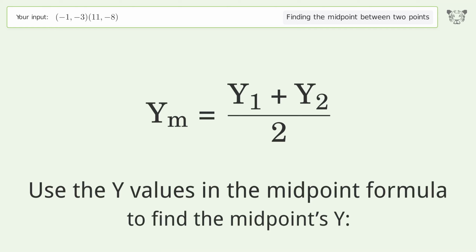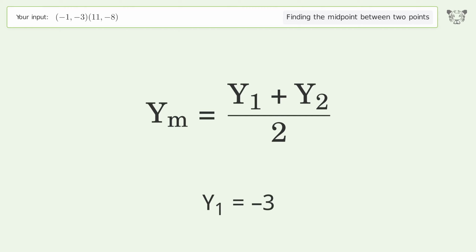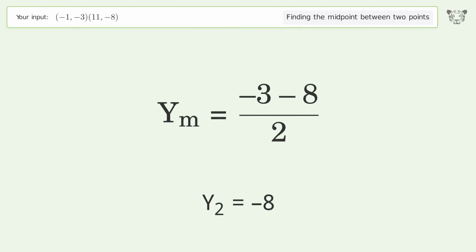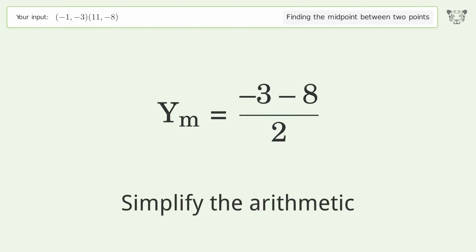Use the y values in the midpoint formula to find the midpoints y. y1 equals negative 3. y2 equals negative 8. Simplify the arithmetic.